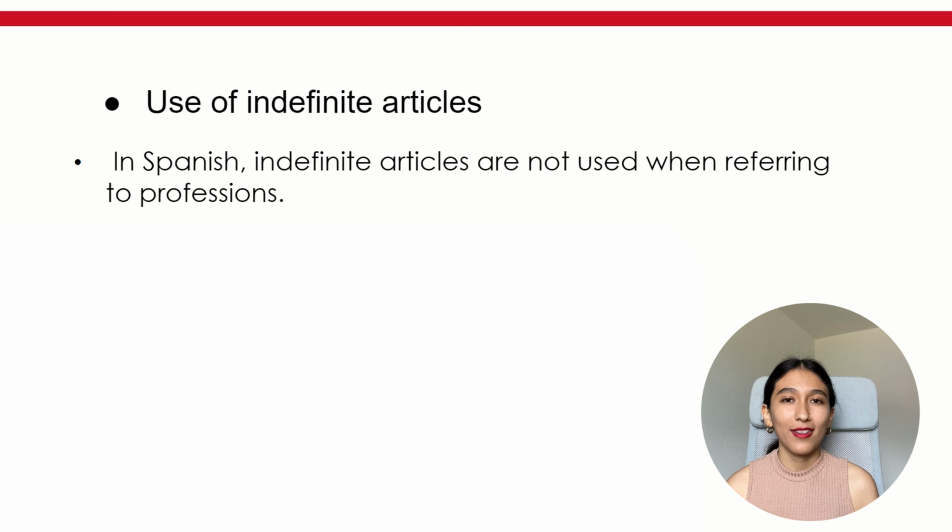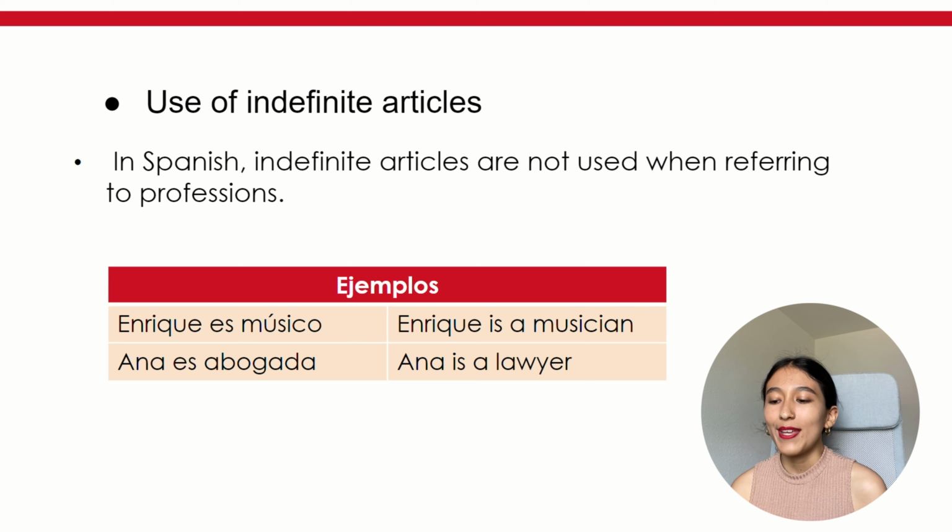There is only one important exception, and that is when we're talking about professions. Because in Spanish, indefinite articles are not used when referring to professions. ¿Sí? So, por ejemplo, when you say Enrique is a musician, you use the article a. But in Spanish, we don't use any type of article. We only say Enrique es músico. Otro ejemplo, Ana is a lawyer. You say the article a, but in español, we only say Ana es abogada. The same if I want to say, for example, I am a teacher, I'm only going to say I am teacher. Soy maestra. Yo soy maestra. See, without any type of article.